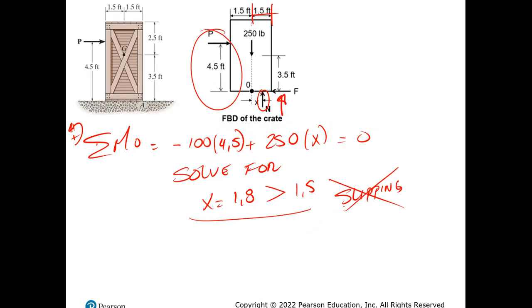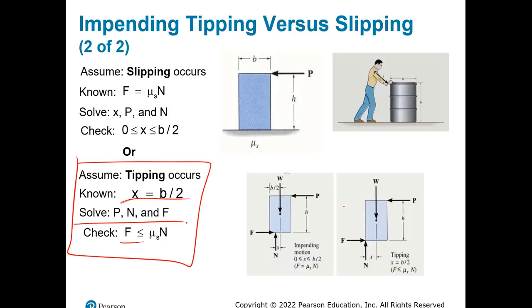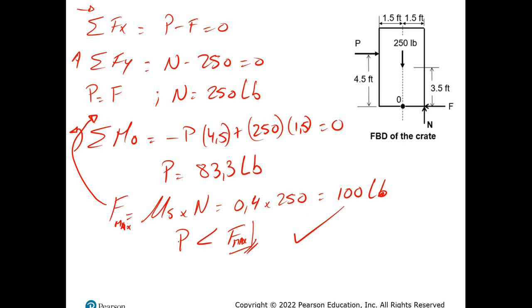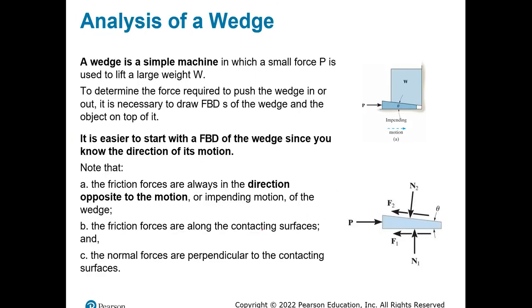If I go back to this, that's what we did, right? We placed the location of the normal force, we solved the system of equations, and we checked that the force that I get is not greater than the maximum force allowed. Therefore, my assumption was right. And then you can consider that the exercise is done.